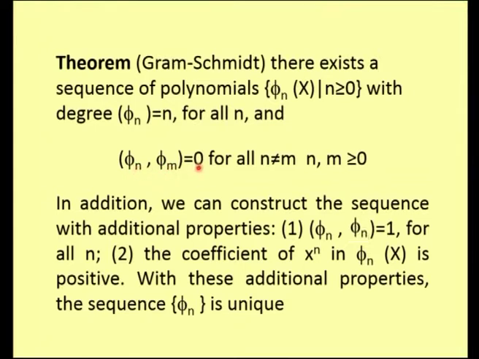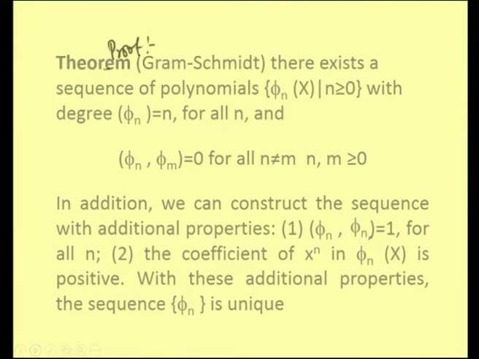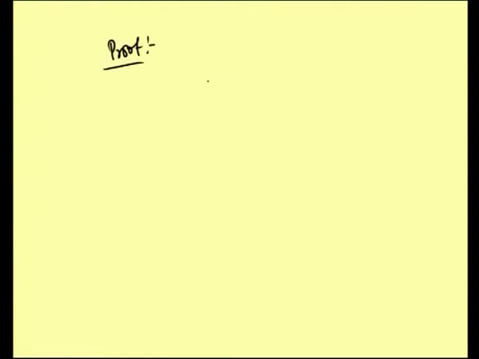Phi n comma phi m is equal to 0 for all n not equal to m, n comma m greater than or equal to 0. And in addition, we can construct the sequence with additional properties, that is phi n comma phi n is equal to 1 for all n, and the coefficient of x power n in phi n of x is positive. With these additional properties, the sequence phi n is unique. Okay, quickly we shall construct this, and this process is called the Gram-Schmidt process.